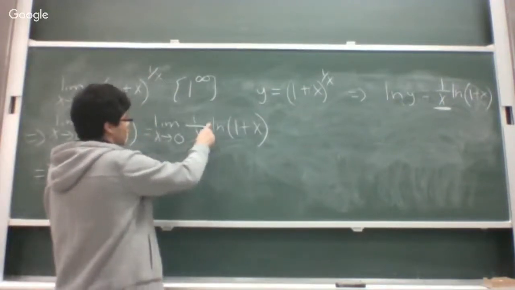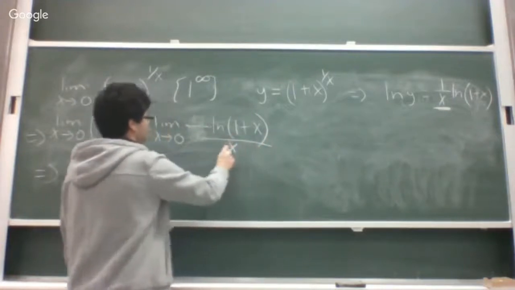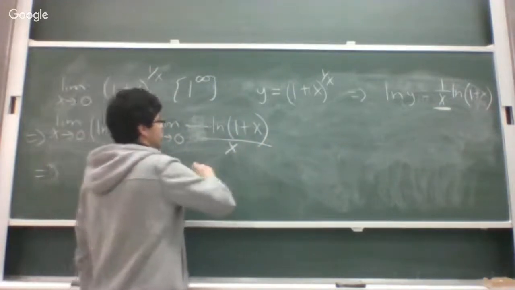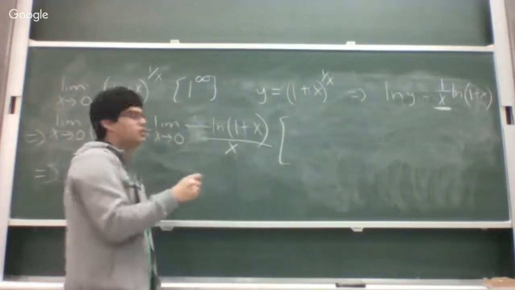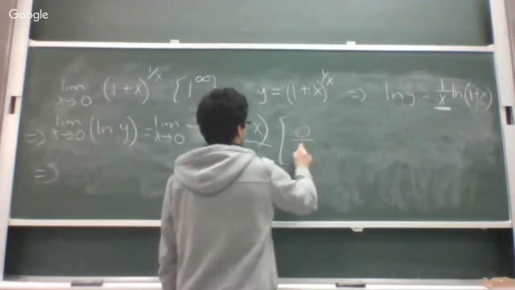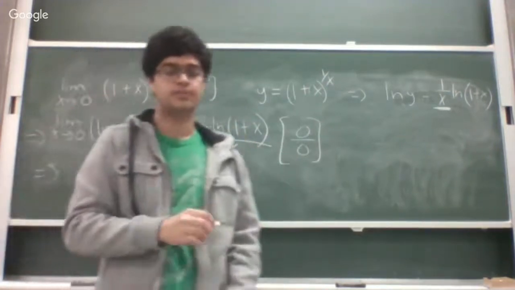Since this is times 1 over x, it's essentially equal to all of it over x. If we plug in 0 here, what is the natural log of 1? 0. So we are left with 0 over 0 again. Now we know we need to use L'Hopital's rule there.